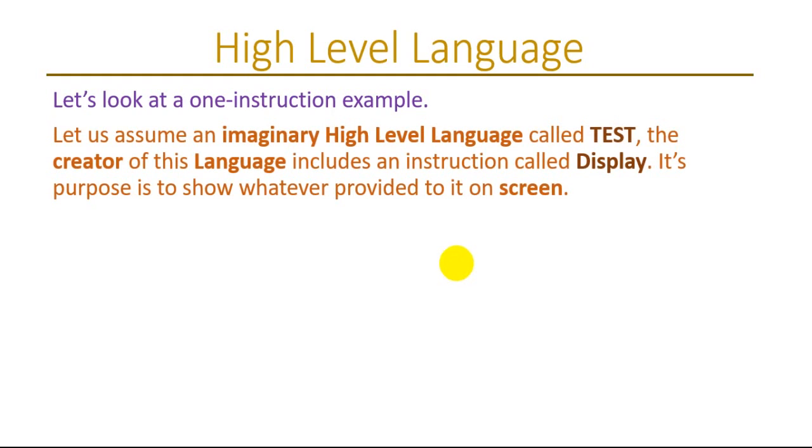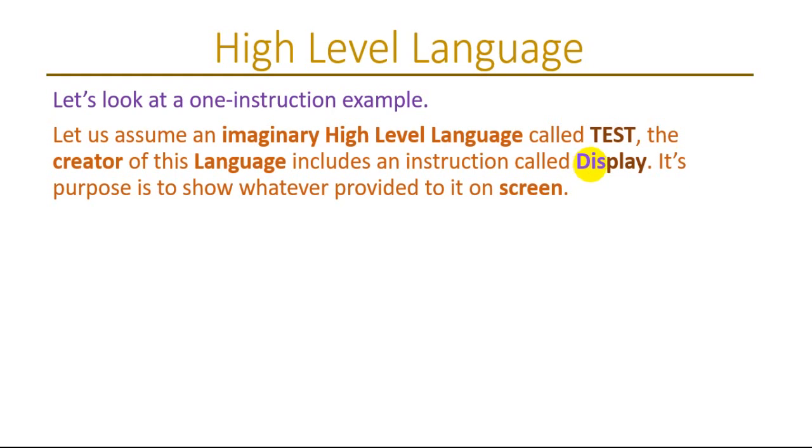One of the instructions in the test language is called display. Let's assume the creator has put an instruction into this language called display, and its purpose is to show whatever is provided to it on the screen. For example, if you say display 5, then 5 has to come on the screen. If you say display 4 into 3, it has to come as 12 on the screen.